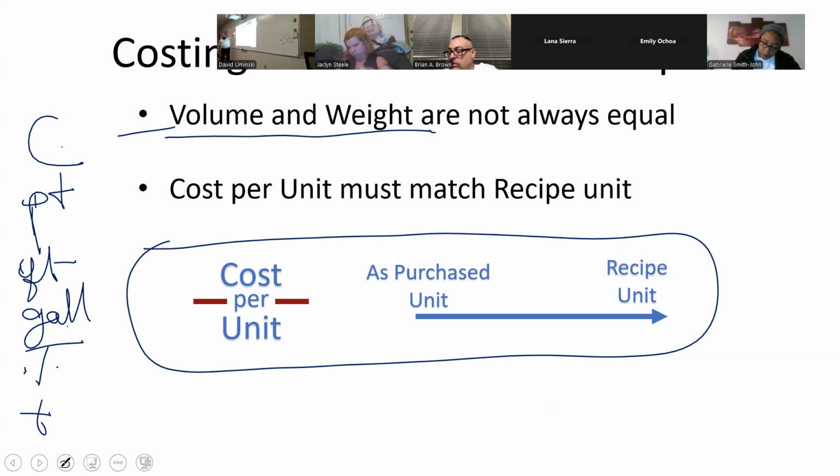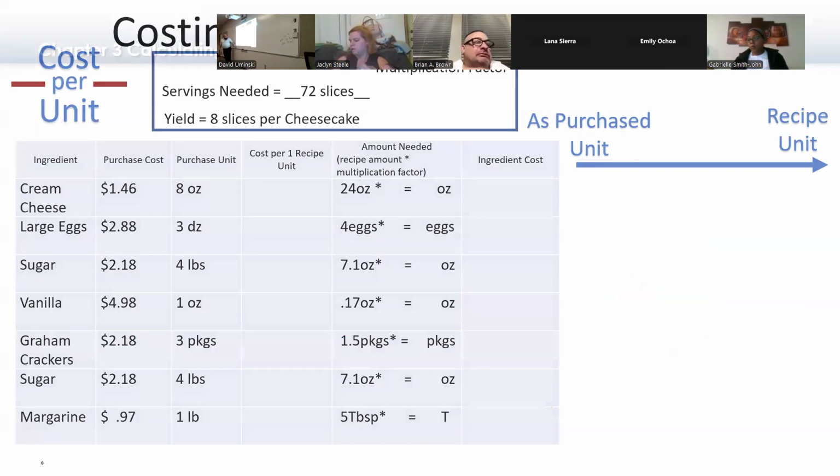Questions, comments, concerns about volume and weight and how we do the conversions? I'm actually going to give you a calculator. I have a link online to a calculator that I found where you put the ingredient in and how much the volume is, and it tells you what the weight is. It's going to convert that for you. We're not going to worry about that.